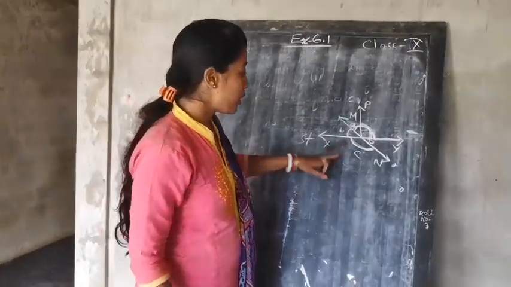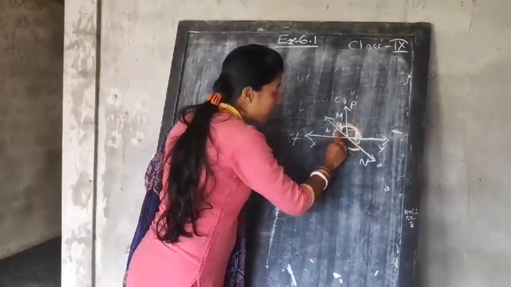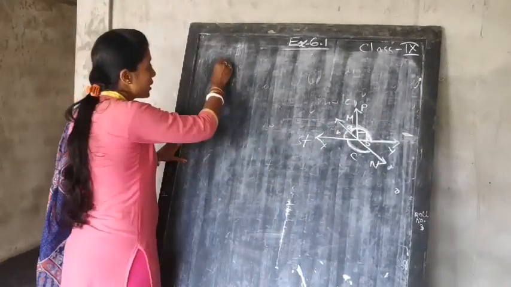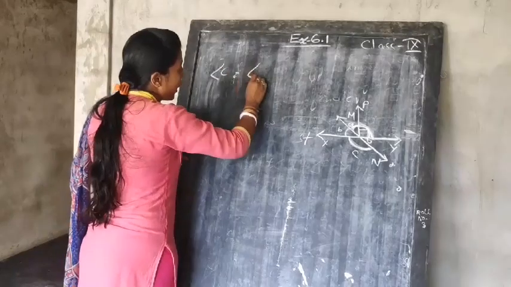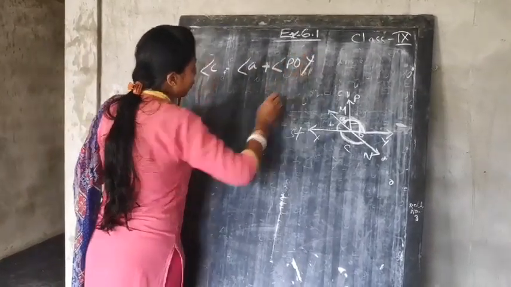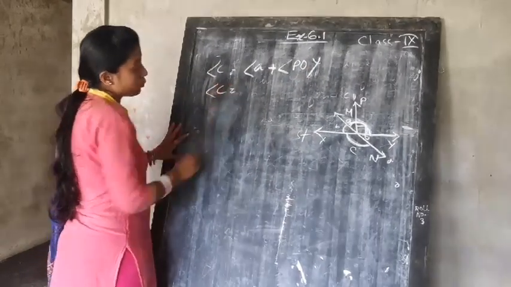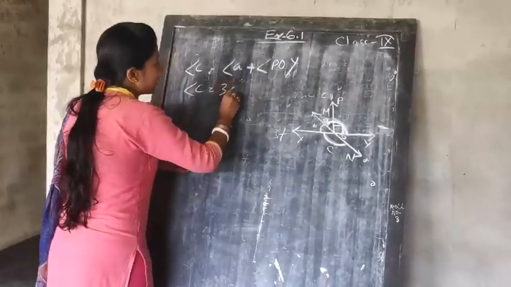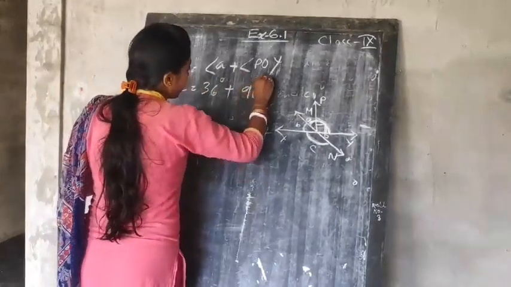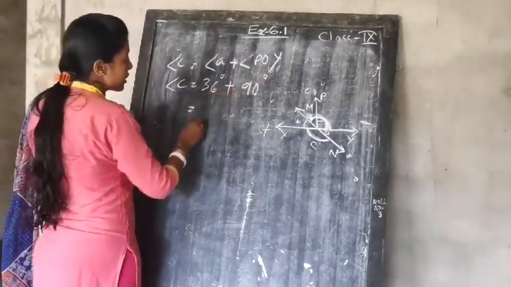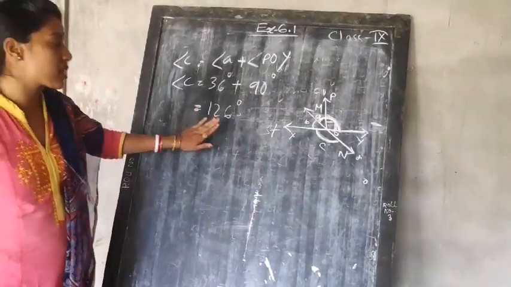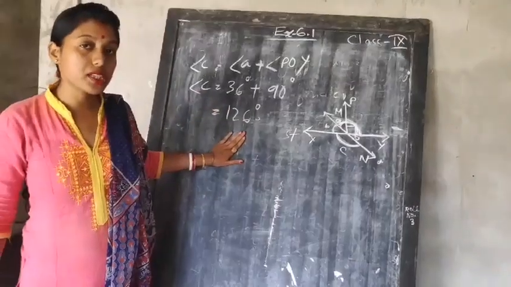Now I told you that these two are vertically opposite angles. So we have found out angle A. So we can write angle C equal to angle A plus angle POY. So angle C equals angle A, which we have found already, 36 degree, plus angle POY is 90 degree. So how much? 36 plus 90 is 126 degree. So your angle C has come. Angle C is 126 degree.